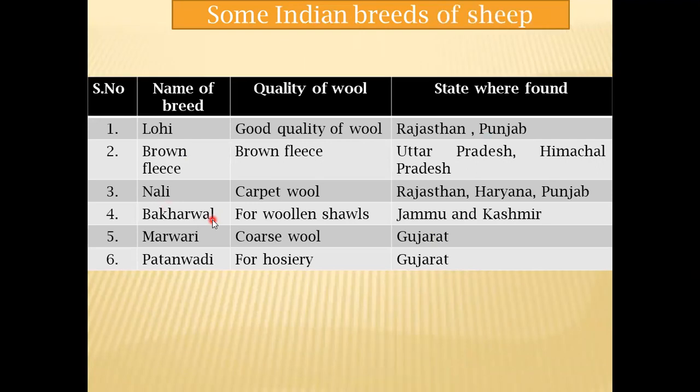Next, it's Patanwadi. Its wool is used for hosiery. Sorry, the state where it is found, it is also found in Gujarat. What a coincidence, children! Marwari and Patanwadi are both found in Gujarat.